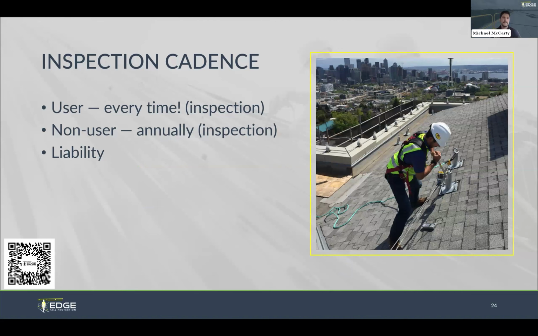Again, every time. For non-users, we do an annual inspection. So you should have someone at your company trained to inspect this equipment once a year. You can always use third parties. We do it, and a lot of engineering firms do it. There are a lot of folks out there that can get that done. Just make sure it's done. If you do it yourself, you're taking on some amount of liability, so just be aware of that.